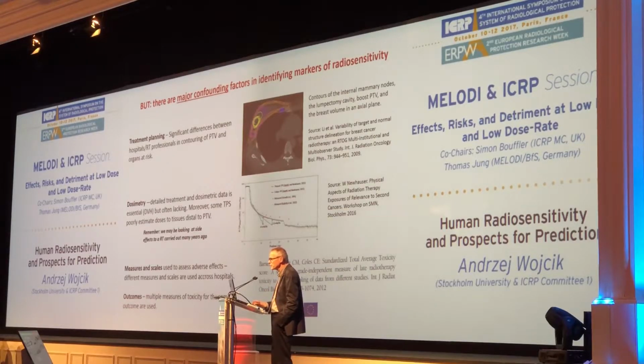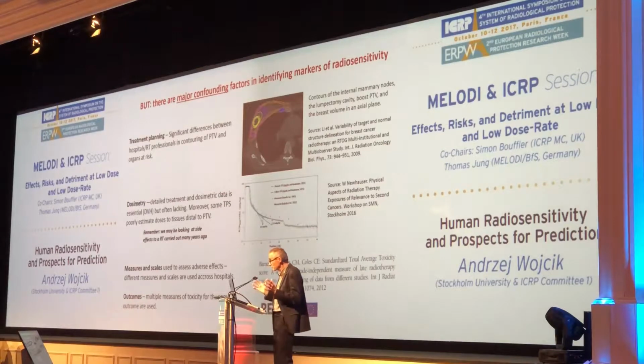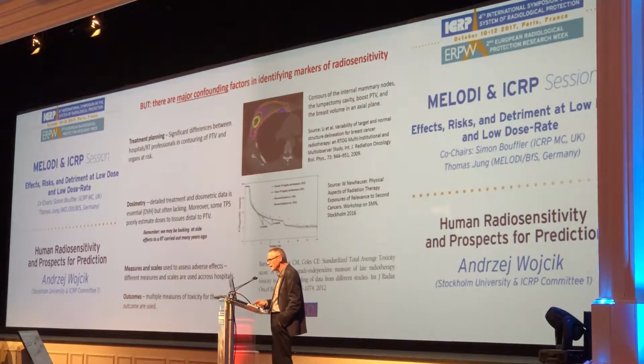And then we also know that treatment planning systems are not very precise when it comes to doses which are distal to the target. So different treatment planning systems make mistakes. And this is a confounder. This has to be taken into account. And then there are large differences in how different oncologists and how different centers evaluate side effects or adverse effects.